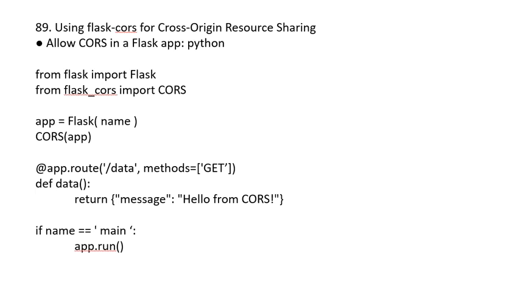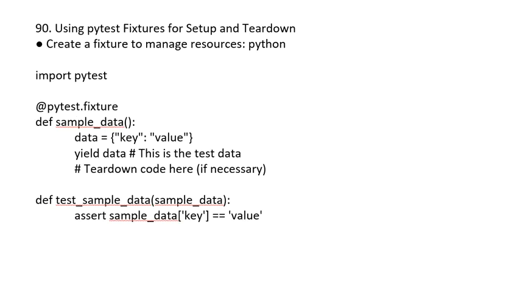yield is the data, this is the test data, and teardown the code here if necessary, and def test_simple_data, and simple_data is the argument, colon, of the function, and assert simple_data is a function, and is square brackets and single quotes, key is used, and equals single quotes, value is the same, so use.